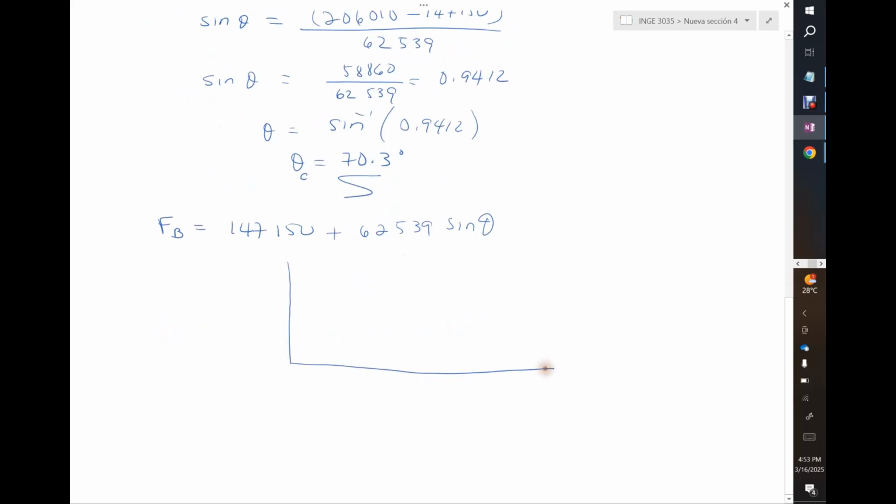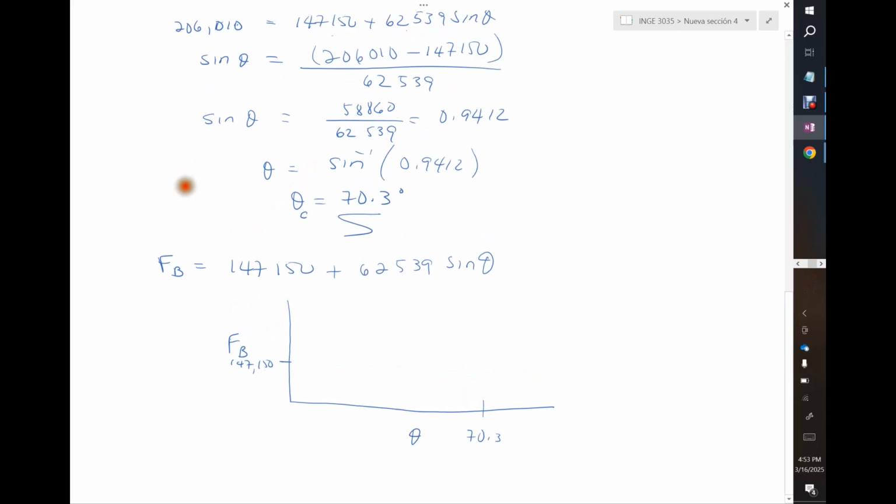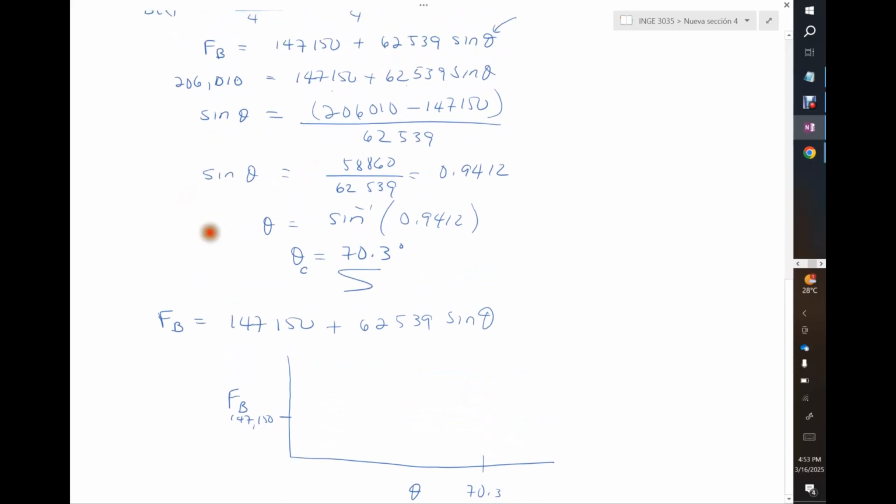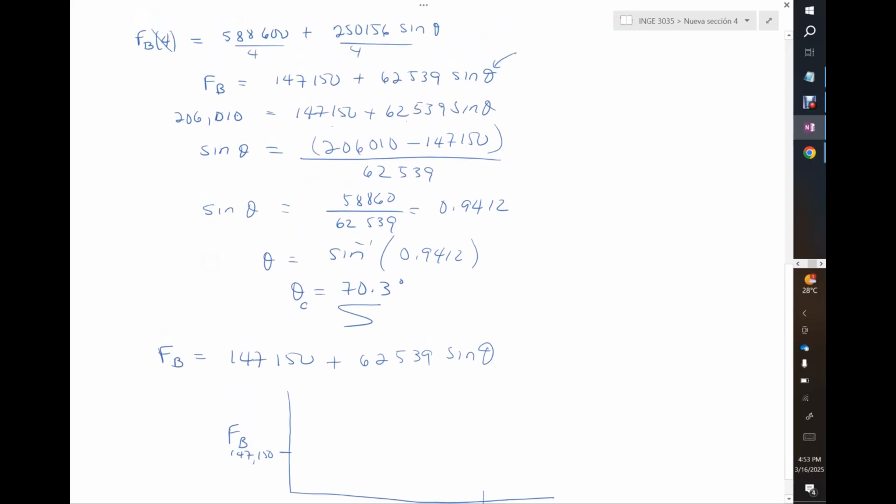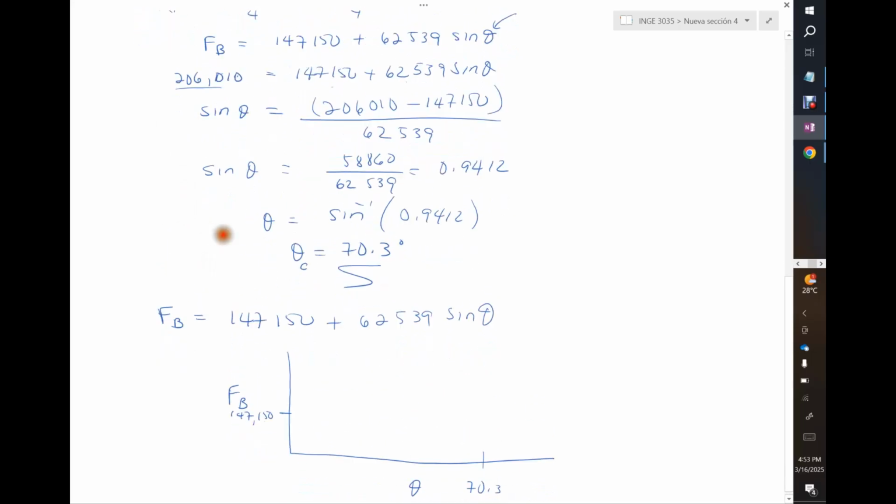If we do a drawing, and theta is on the x-axis and FB on the y-axis, when theta is 0, sine of 0 is 0, so this is 147,150 here. Now when theta gets to 70.3, that's when you're gonna get the maximum force in FB, which is basically, we calculated here already, 206,010.